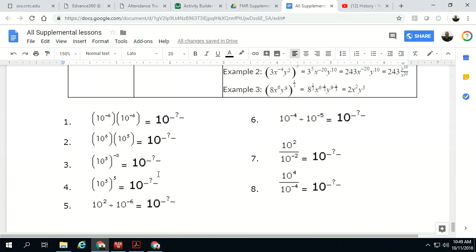One of the things that you have to be able to do is to figure out what happens when you multiply numbers that are raised to a power. So 10 to the negative 6 times 10 to the negative 6. Anybody know the answer? Close. 10 to the negative 12. So when you multiply numbers, you add their exponents. So number 2, what would the answer be?